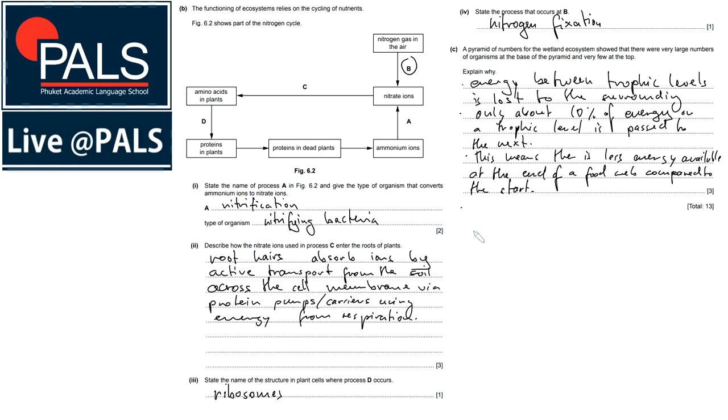Now something else we could write as well. Energy is lost to the surrounding. We could be more precise here, by heat radiation. That's how most is lost. Yeah, I think that's enough. As well, not all organisms are eaten, so some of them die, and that energy is not transferred to the next trophic level either.